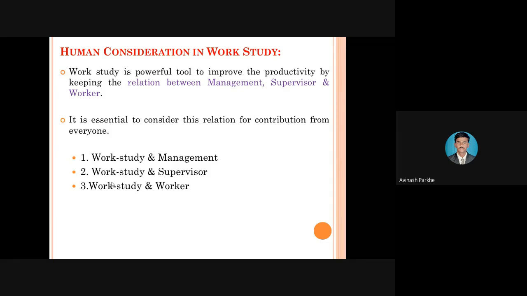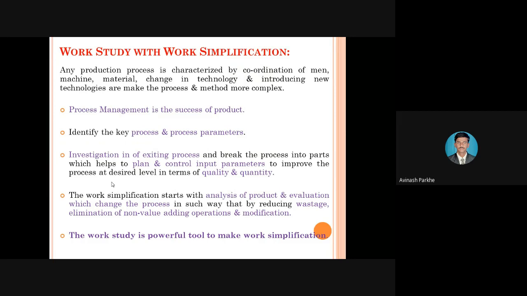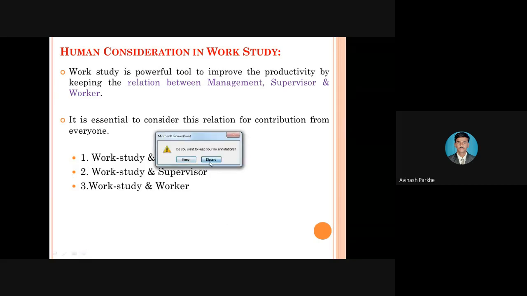In addition to that, some major components also we have discussed, and then we discussed the work study procedure, how it will be implemented in industry, along with work simplification and work study. So with this, we have finished the theoretical part of this chapter. Now we have to see some numericals based on productivity.